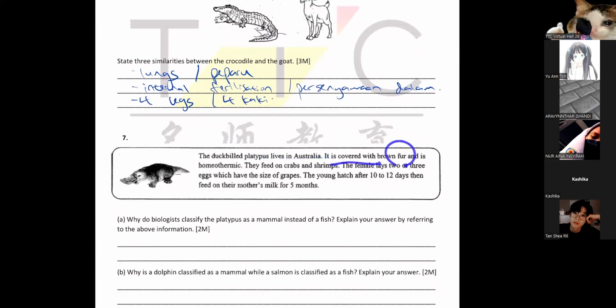So it is covered with fur. This thing got blue one, and it's homeothermic. Berdarah panas. So they feed on crab and shrimps. The female lay 2 or 3 eggs, which have the size of grapes. Okay, the young hatch after 10 to 12 days, then feed on their mother's milk for 5 months. You see, they lay eggs, but they are not birds. They are mammals, all right?